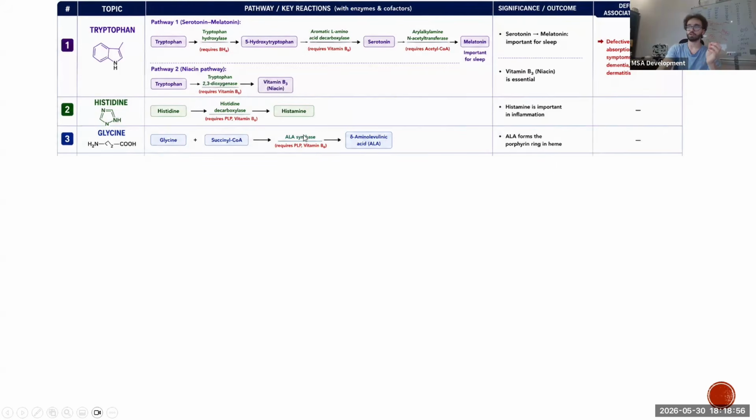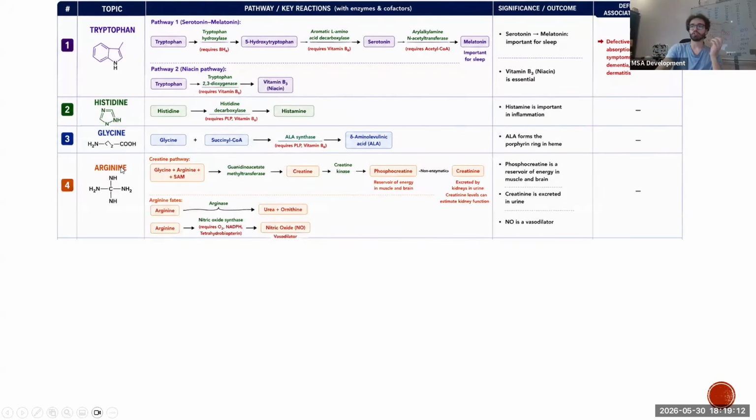But what's the enzyme used to make ALA? ALA synthase. Again, it needs pyridoxine, which is vitamin B6. By the way, this is like 2 lectures, 60 slides. This table summarizes all of it, I promise. Then we have arginine. Arginine has a bunch of fates. You guys already know one of them. Arginine through arginase becomes urea or ornithine, in the urea cycle. You guys know this.